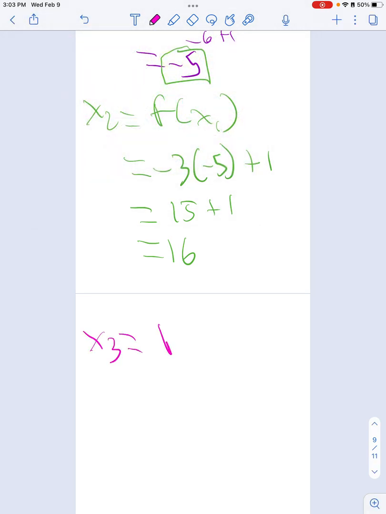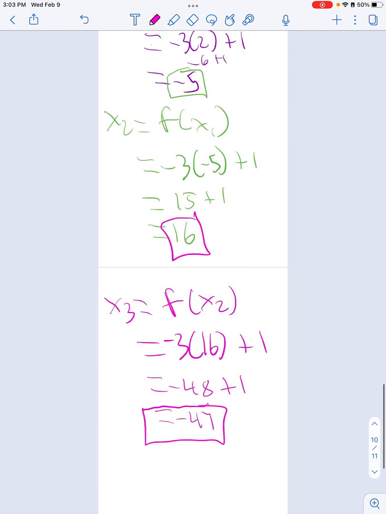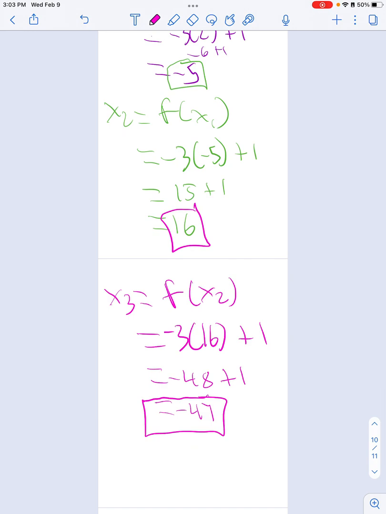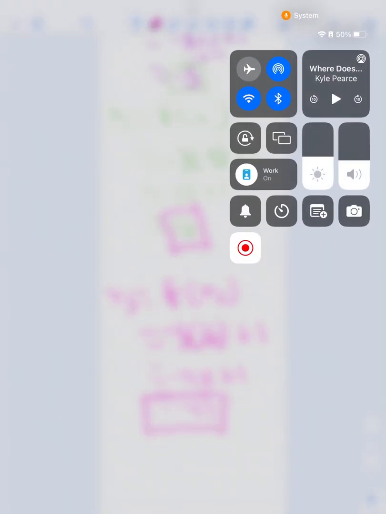So one more time, because it said to find the first three iterates, I'm going to take it from the second one, which is right here. So negative 3 times 16 plus 1. Negative 3 times 16 is going to give me negative 48 plus 1, which is negative 47. So my first three terms are negative 5, 16, and negative 47.